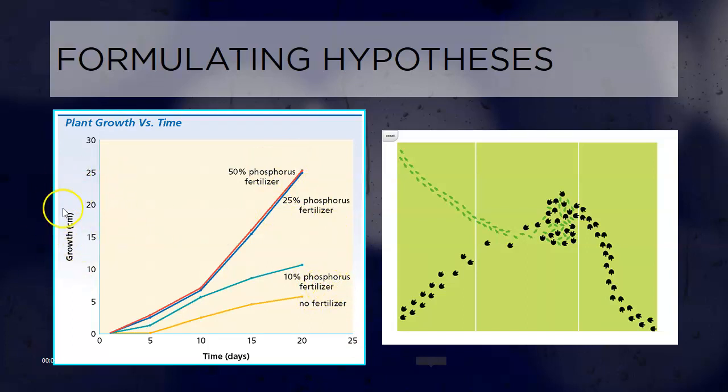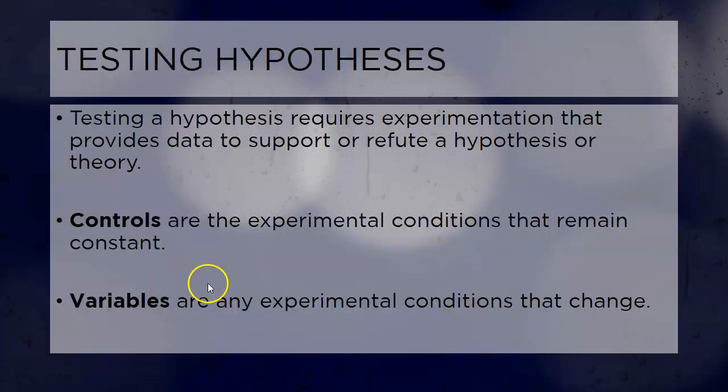Whereas growth, I can't make the plant grow more. I can only affect the settings around it. So growth would be a dependent variable. It depends on what I changed.